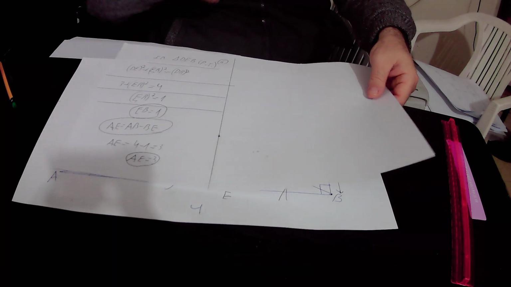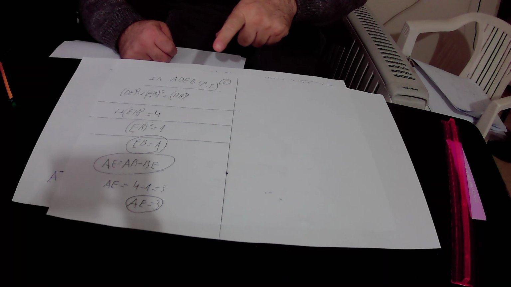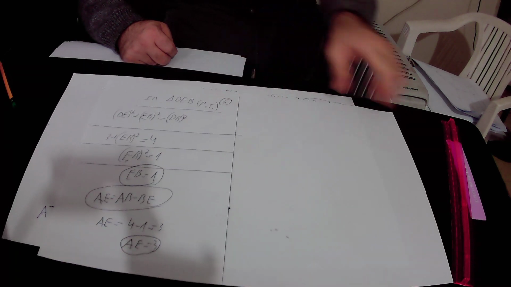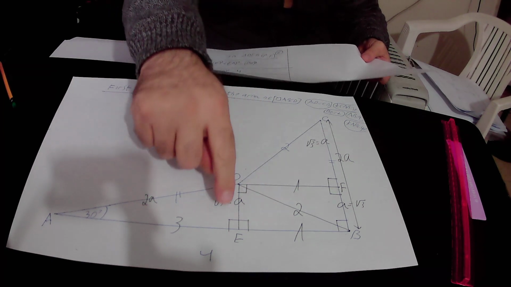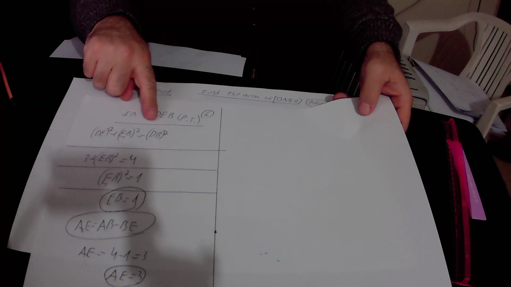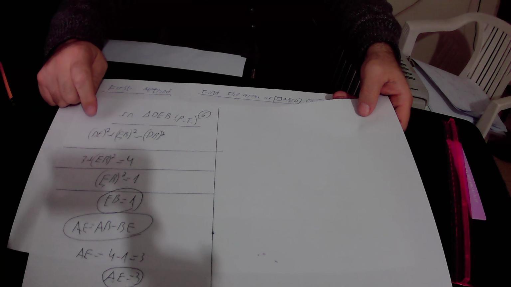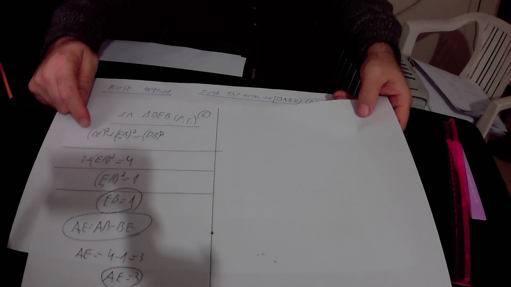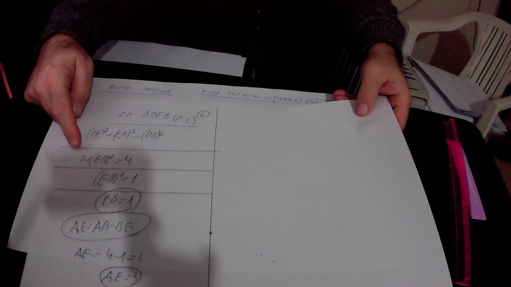Then in triangle DEB, according to the Pythagoras theorem, this right triangle, triangle DEB, we will get that DE squared plus EB squared equals DB squared. The square of the hypotenuse equals the sum of the squares of the perpendiculars. DE equals square root of 3. Therefore, DE squared is square root of 3 squared, which is 3.